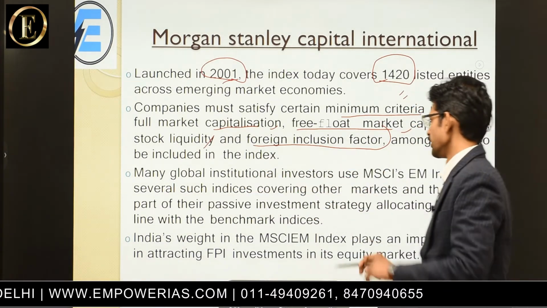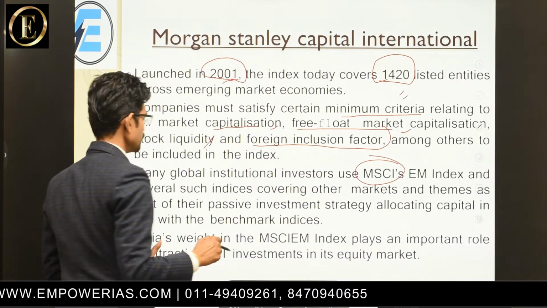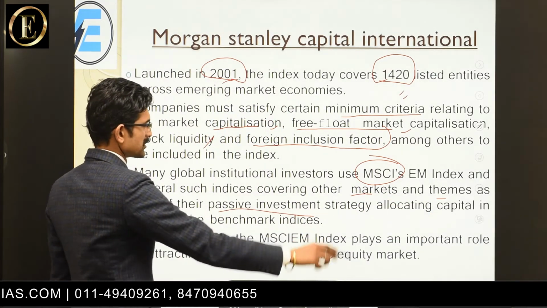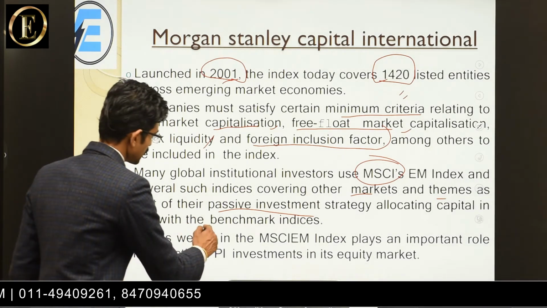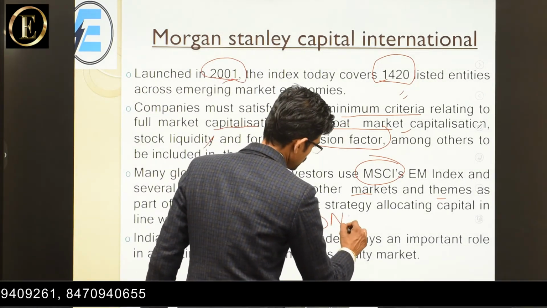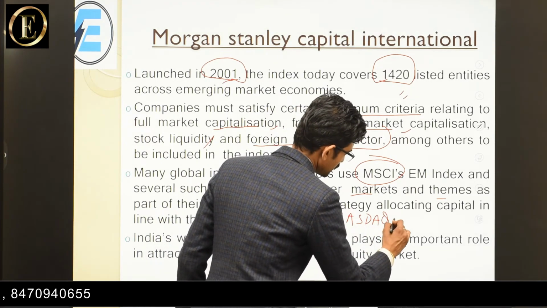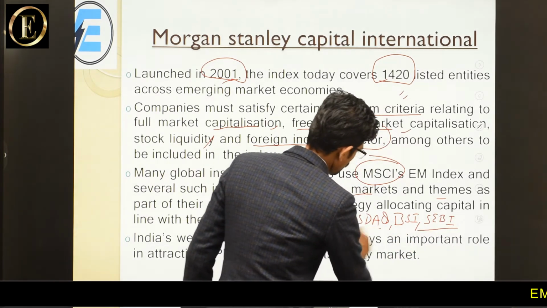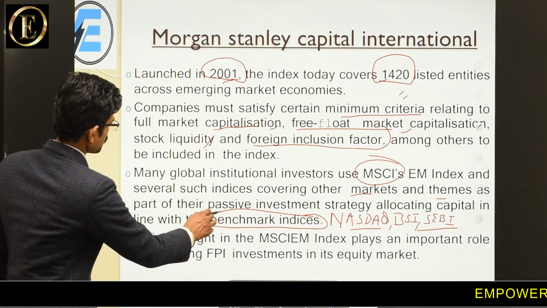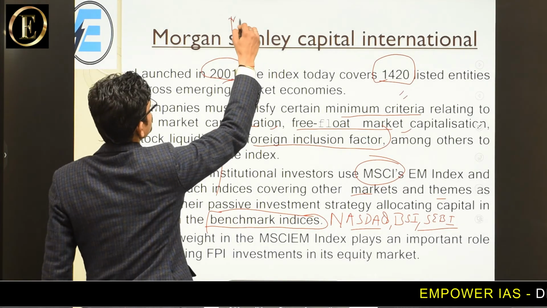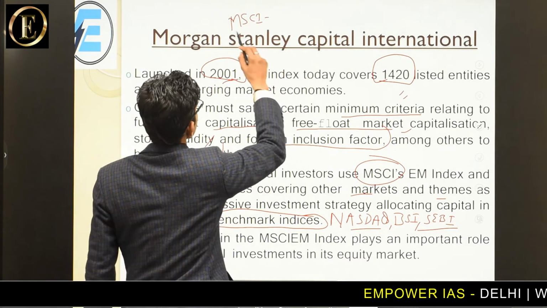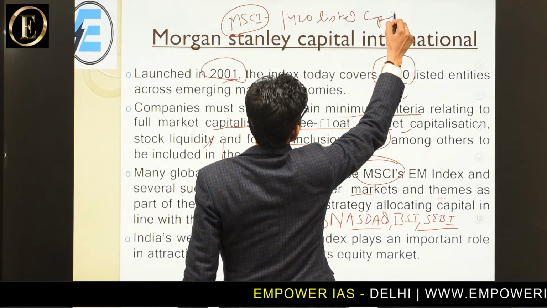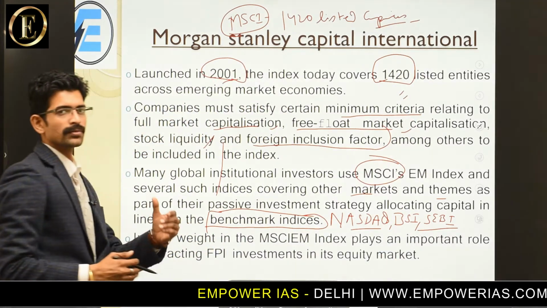Now, many global institutional investors use the MSCI EM index and several indices covering other markets and themes as their passive investment strategy, allocating capital in line with the benchmark indices. So there are the Nasdaq Composite Index, then there is the Bombay Stock Exchange, then there is SEBI. So all things are also covered under the MSCI index, which covers the 25 countries and 1420 listed companies in the global market, which draw the shares of major capital flow in the global market.